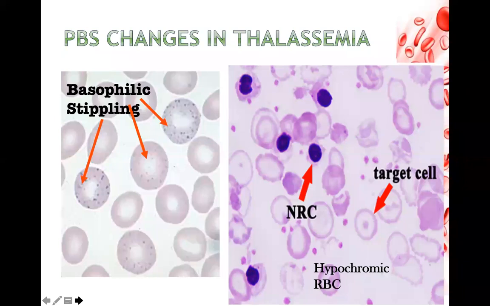So what do we see in thalassemia? One would be the presence of basophilic stippling. Another, you could see a lot of nucleated red cells and some of your target cells, or your Mexican hat cells.